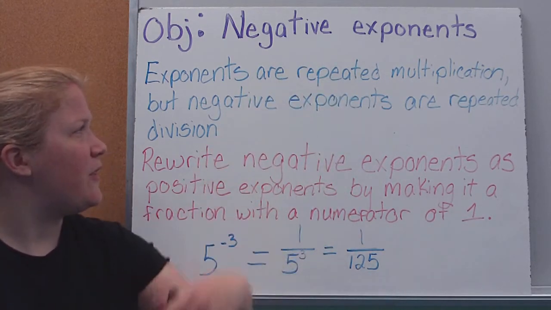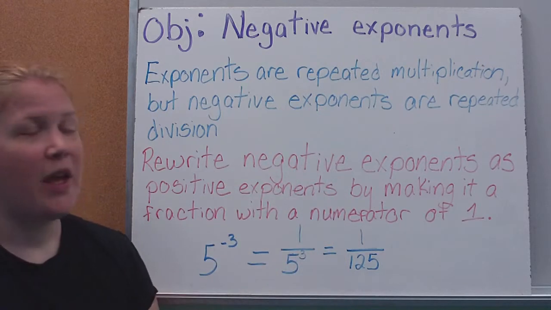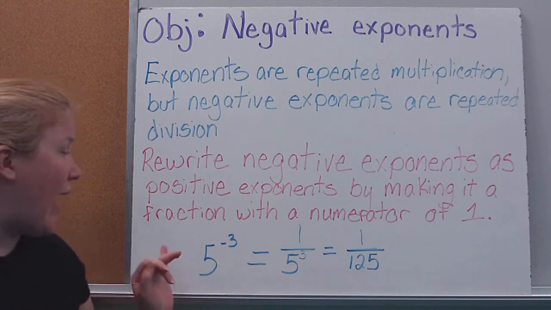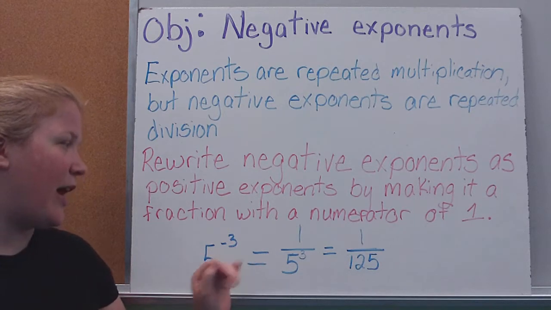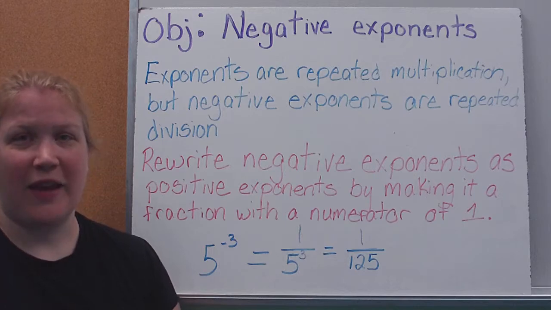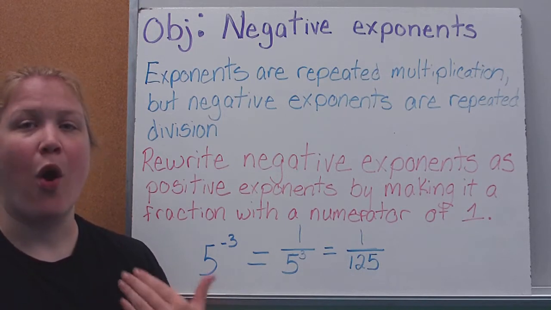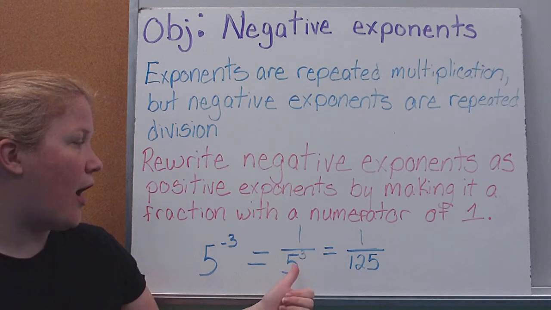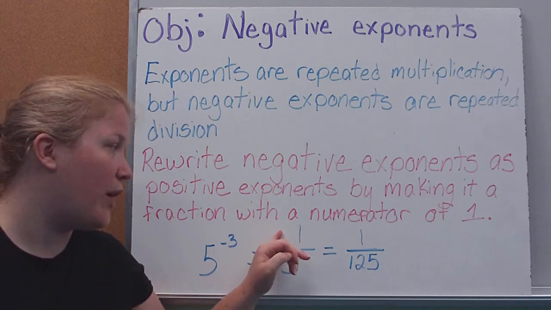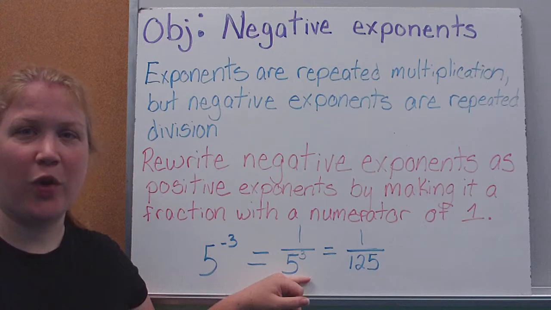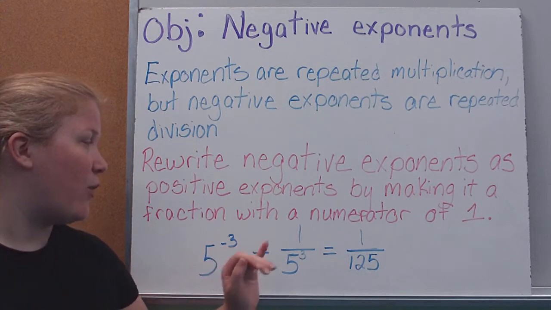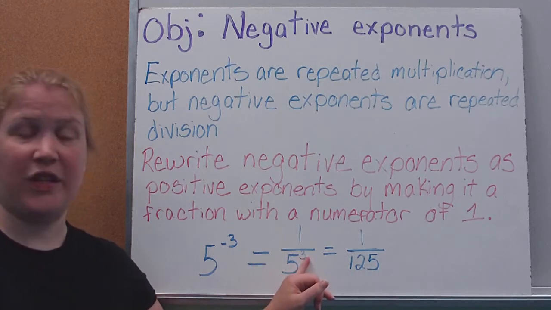So first thing I want to talk about is how we write that as a positive exponent. So if I have a negative exponent, for example, I have 5 to the negative third, I'm going to rewrite that as a positive exponent by making it a fraction. I'm always going to write it with a 1 on top. Always a fraction, just write 1 on top, and then keep your exponent the same. We're just taking away the negative. So 5 to the negative third becomes 1 over 5 to the third.